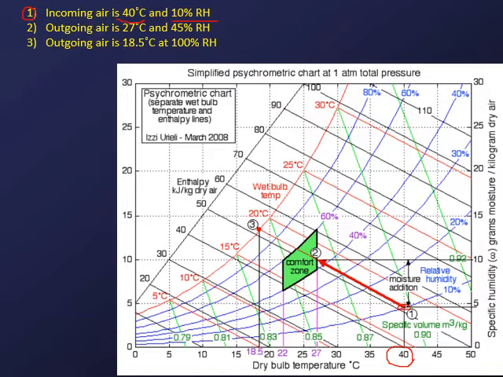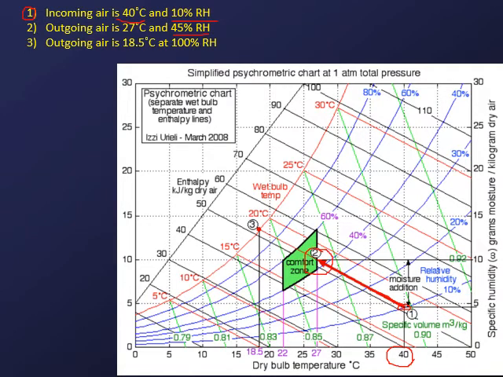Then we're going to slide on these diagonal lines. These diagonal lines are our enthalpy lines. We're going to follow that angle until we hit the next humidity, so 45%. Say we go from 10%, so we're adding water to the air. So we go from 10% all the way up to 45% relative humidity.